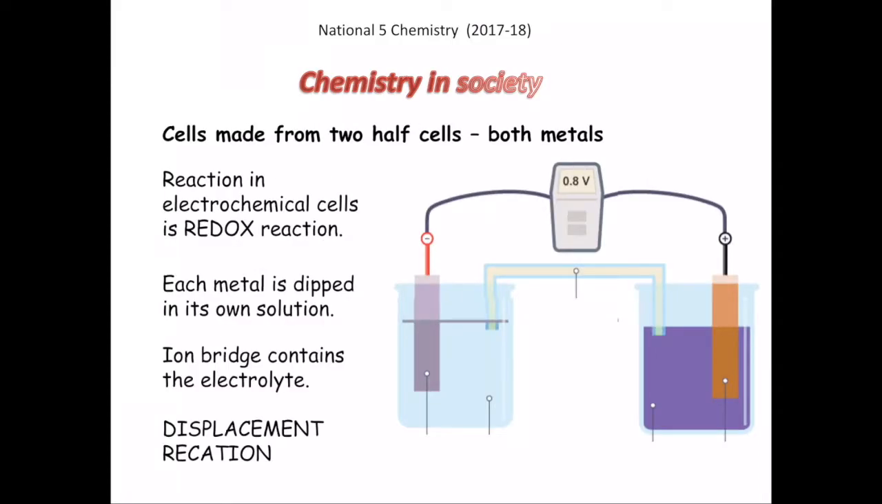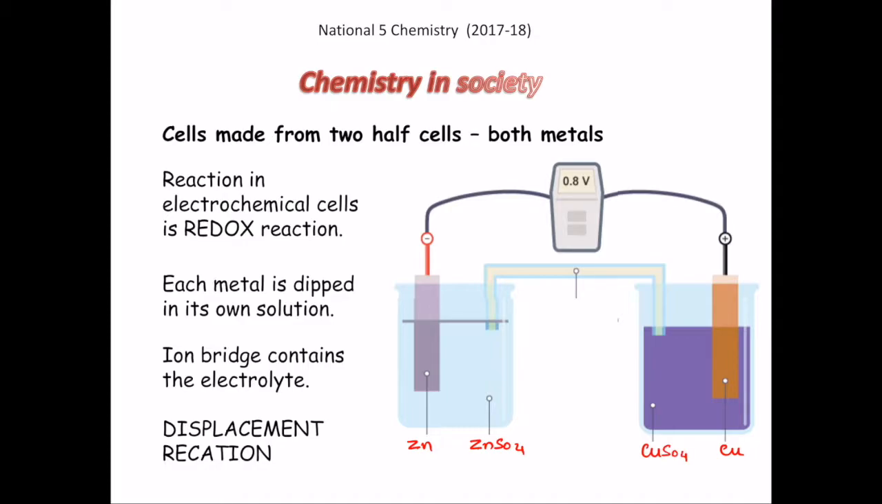Now we'll talk about cells made from two half cells in which both the half cells are metals. So rather than having both the metal rods in a single electrolyte, we can have two separate solutions, and each metal is dipped in the solution of its own salt. So if we have here zinc, zinc is present in zinc sulfate solution. We have a copper rod which is dipped in copper sulfate solution.